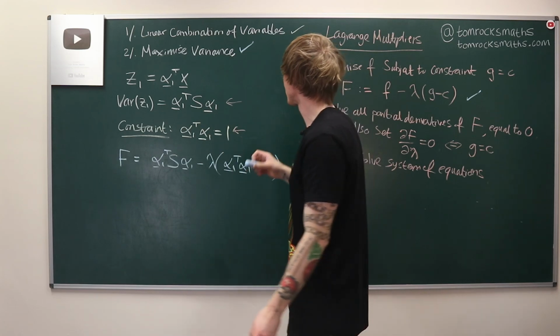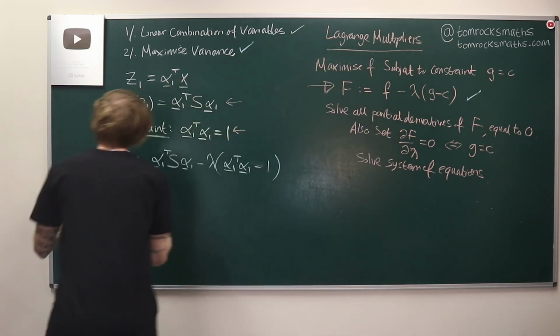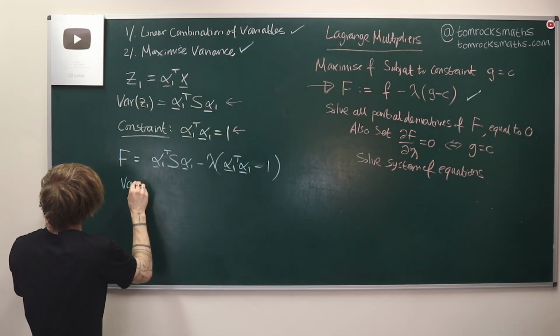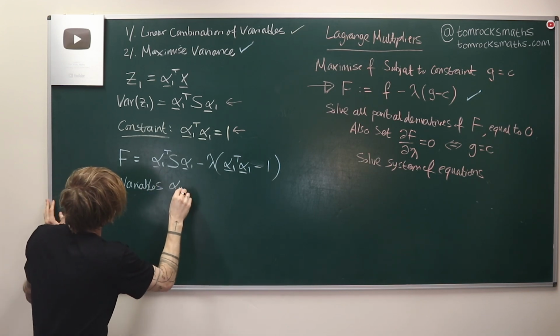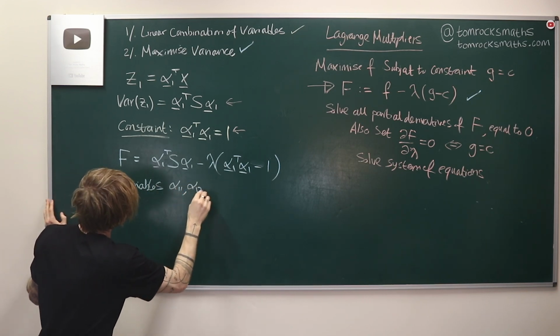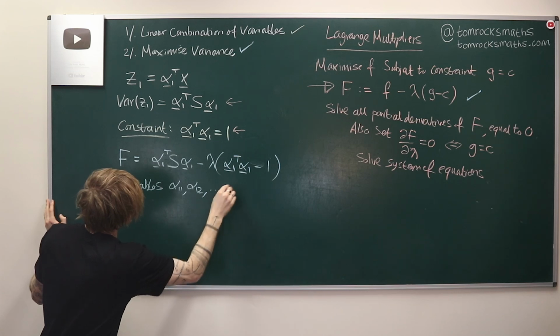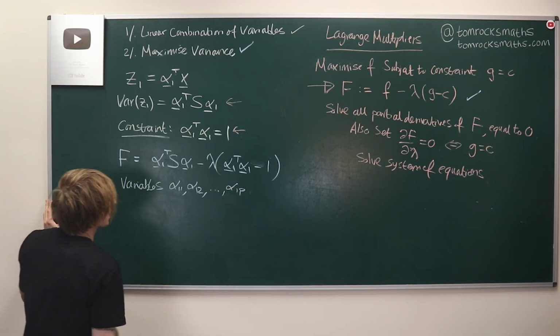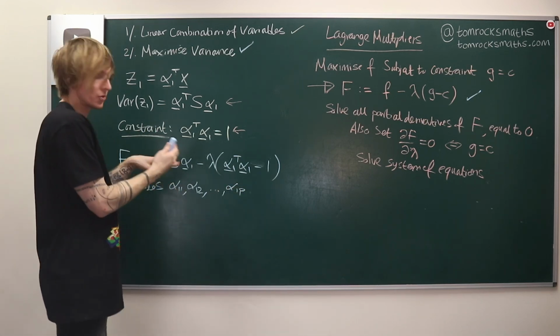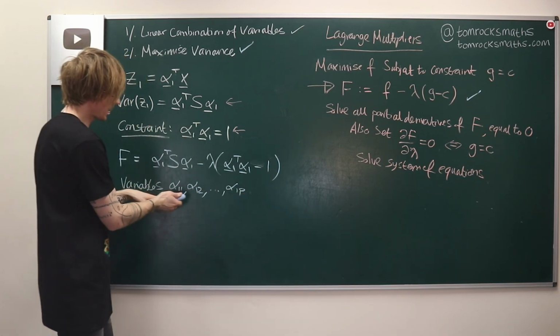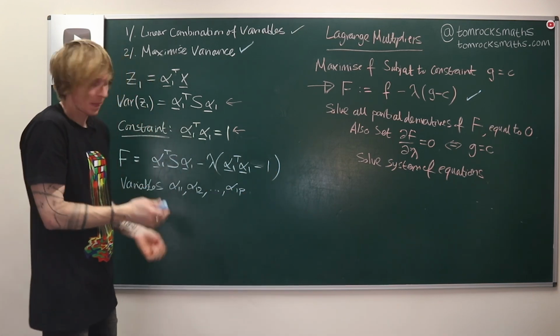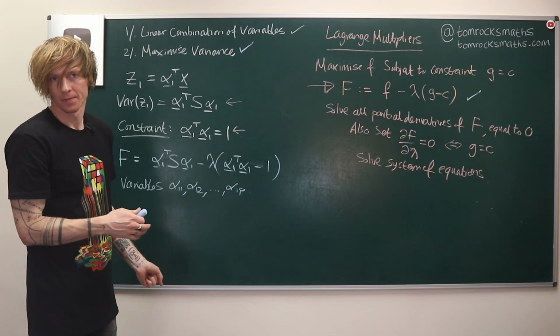So our variables, just to stress that, the variables here are those alpha values. So they are alpha 1,1, alpha 1,2, all the way up to alpha 1p. So we want to take the partial derivative of this function, capital F, with respect to each of these variables and set it to 0.